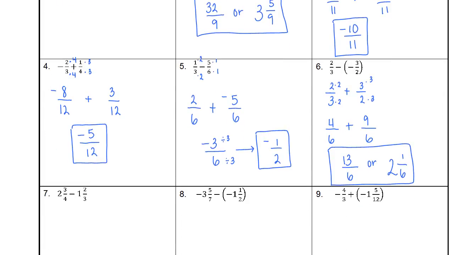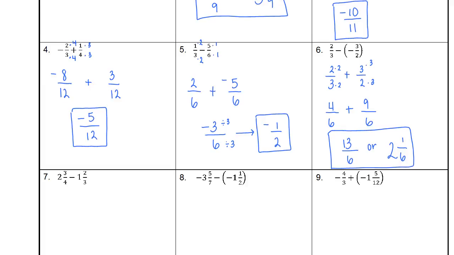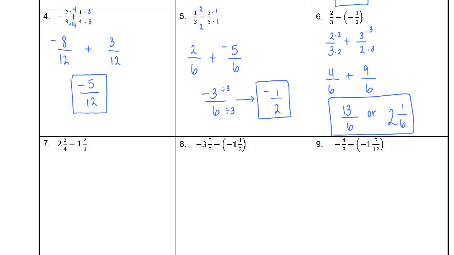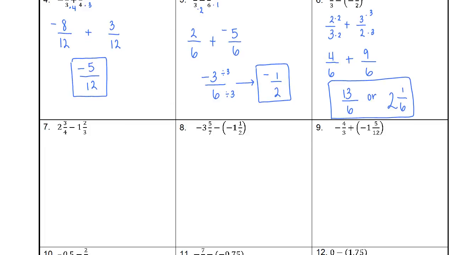On to the next row. For number 7, I have two mixed numbers, and I have my choice. I can either leave them as mixed numbers and find a common denominator and go about the problem that way, or I can make them both improper, find a common denominator, and go that route.